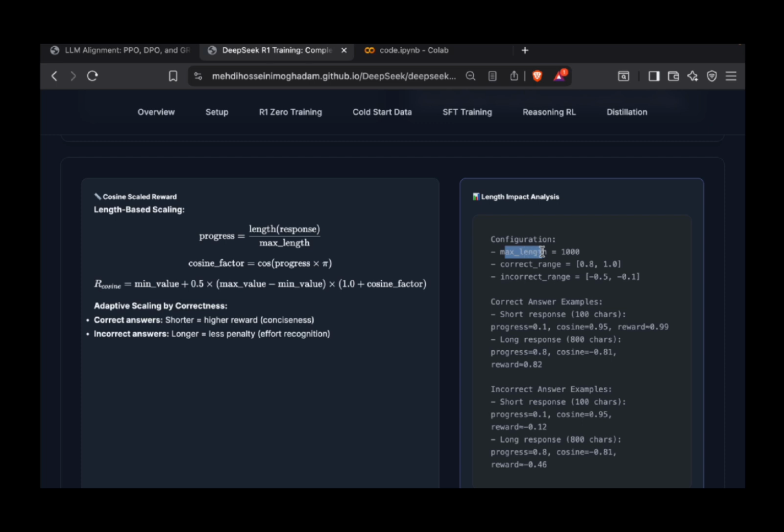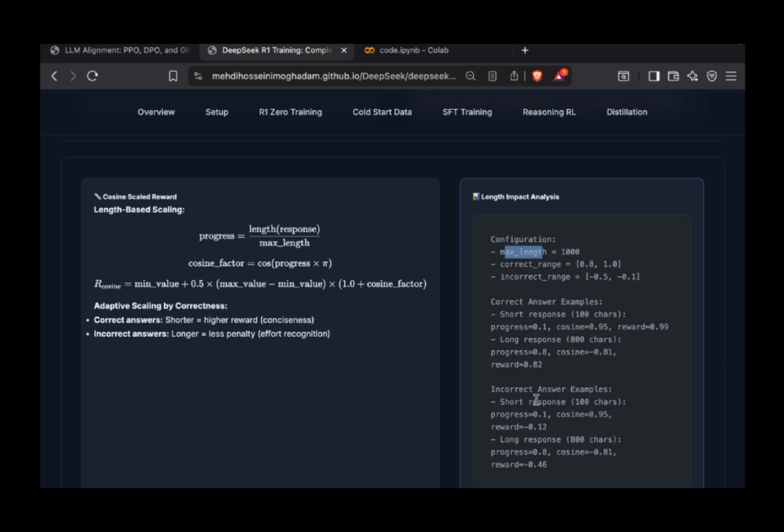So if we say max length is 1000, and we say the correct range is something between 0.8 and 1, and incorrect is minus 0.5 to minus 0.1, the correct answer example would be a short response, something like 100 characters. The progress would be 0.1, cosine of that would be 95, and the reward would be 99, because we have a short and correct answer.